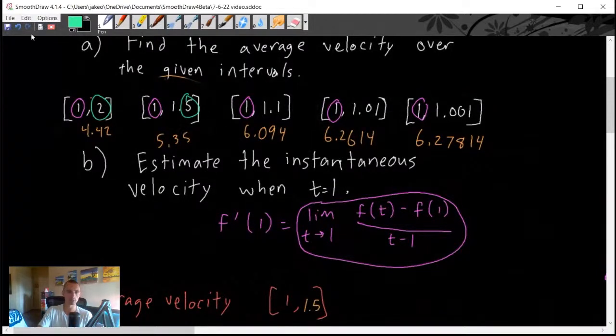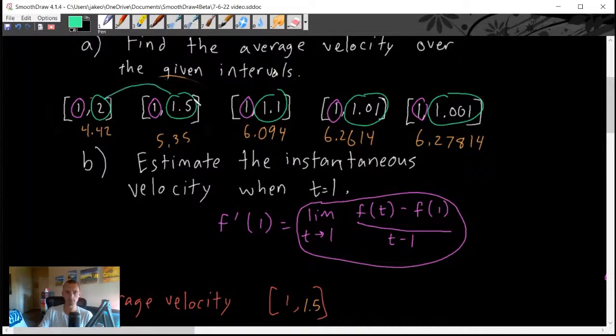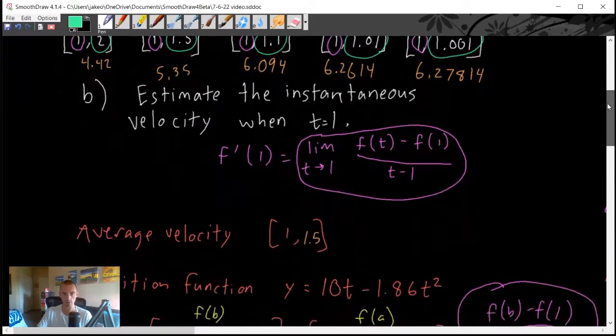2, 1.5, 1.1, 1.01, 1.001. What do you notice about those b values? They keep getting closer and closer to 1, right? We started 1 whole unit away from 1. Then we went to only 0.5 away, then only 0.1 away, then 0.01 away, then 0.001 away. Basically, these b values are just getting closer and closer to 1.